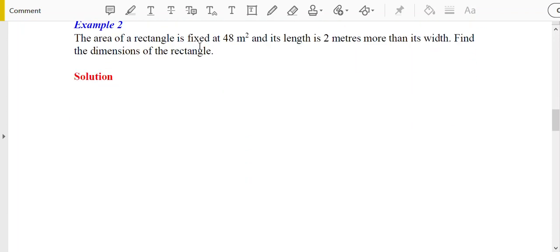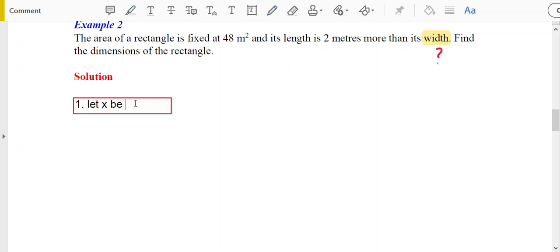Problem number 2. The area of a rectangle is fixed at 48 meters squared, and its length is 2 meters more than its width. Find the dimensions of the rectangle. The dimensions of a rectangle just mean what's the length and what's the width. So step number 1 is to let x be something. There must be some unknown in this problem. If we read it again, we actually know what the area is. It's 48. And the length is 2 meters more than the width. We're not told anything about the width.